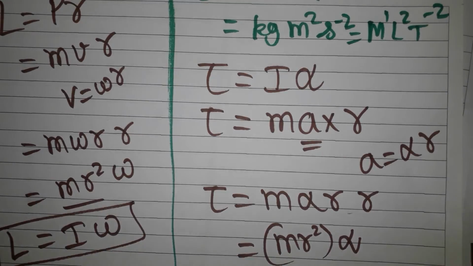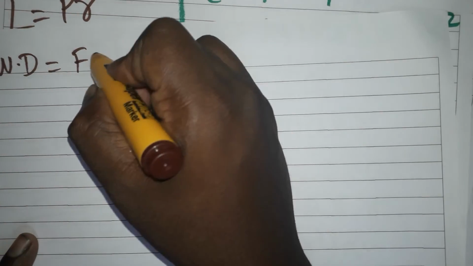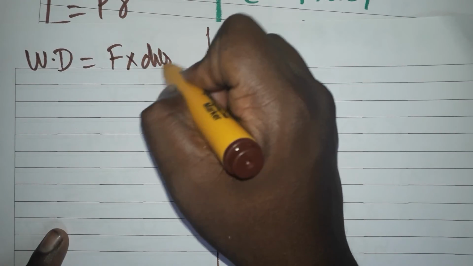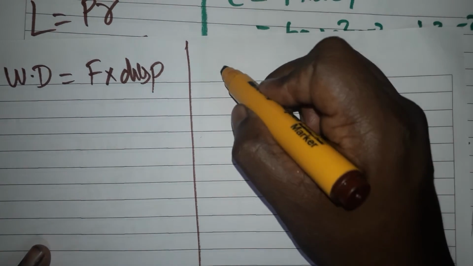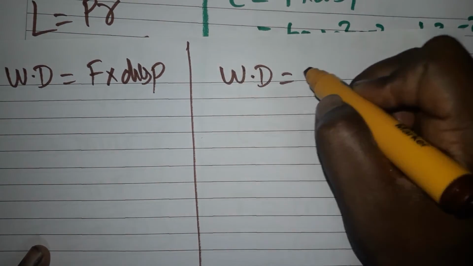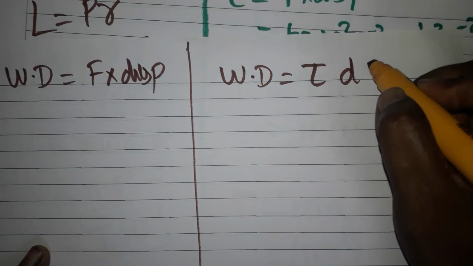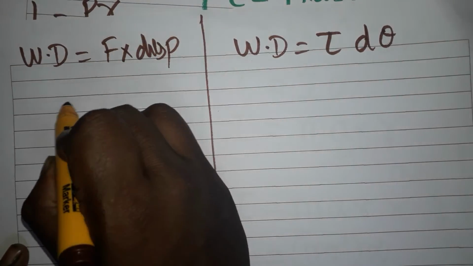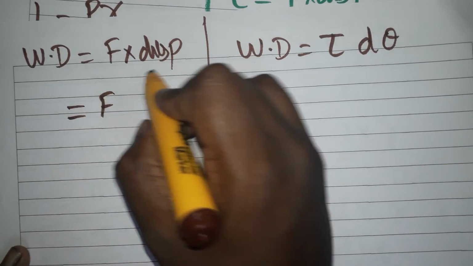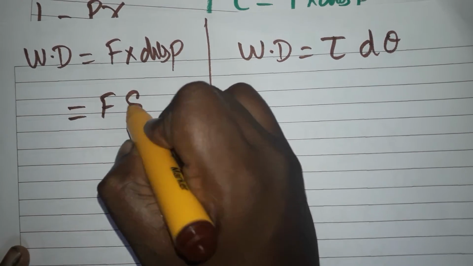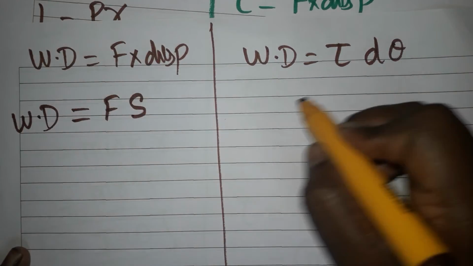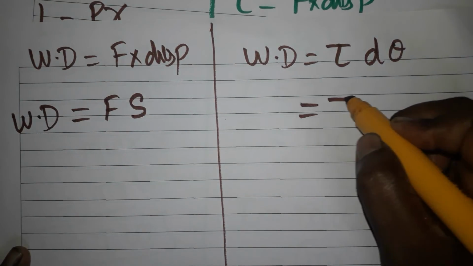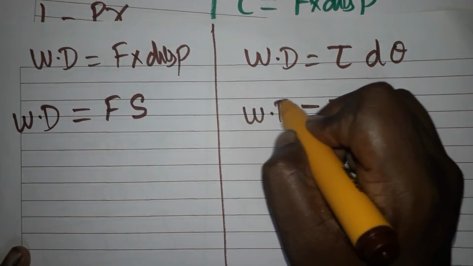Next, energy. Work done is equal to force into displacement. In rotation motion, work done is equal to force, which here is torque, and displacement is angular displacement, so torque into d theta. On this side, work done is equal to Fs, force into displacement. Here, work done is equal to torque times theta.